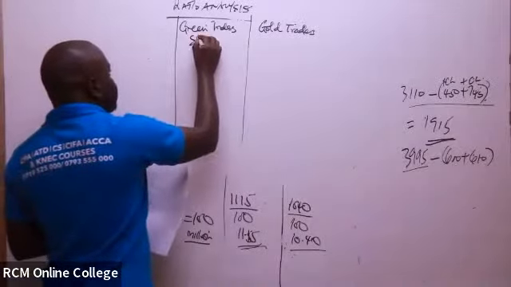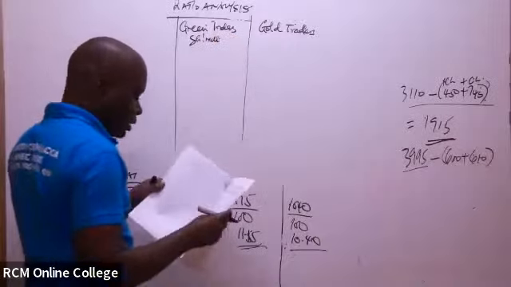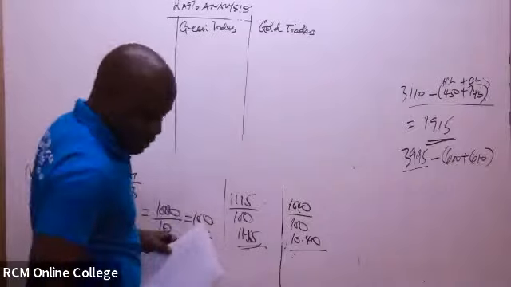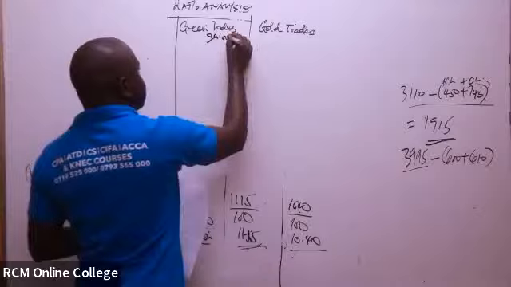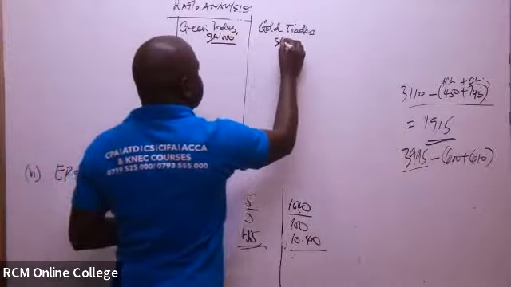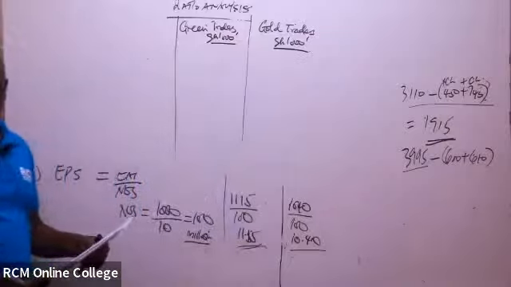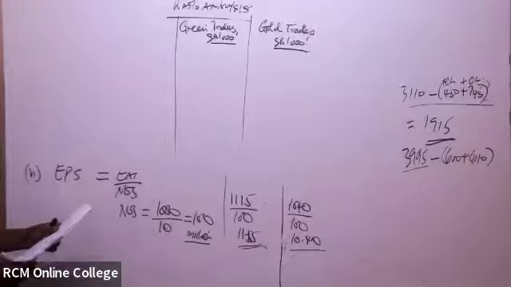So in this case, we have shillings. Is it in millions or in thousands? It is in thousands. We'll be computing the ratios in shillings of thousands.